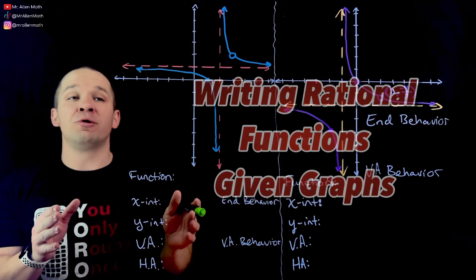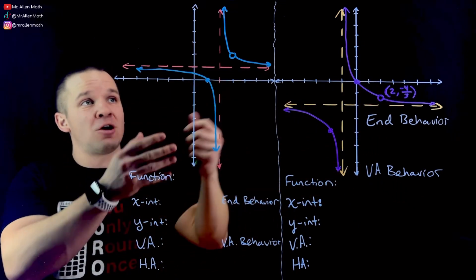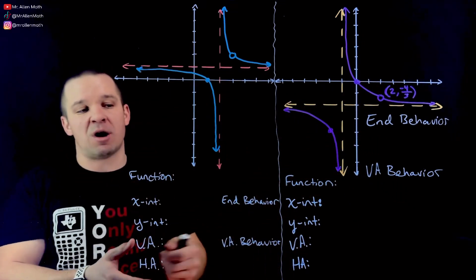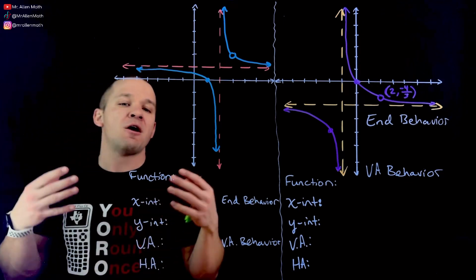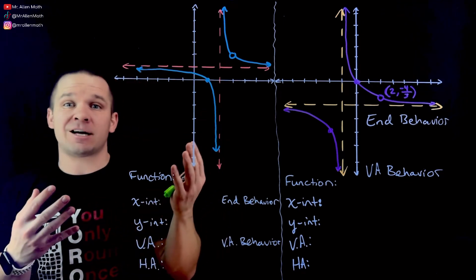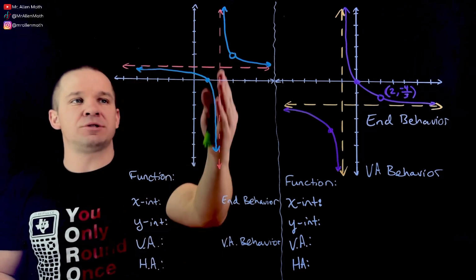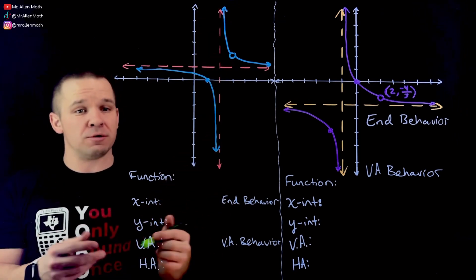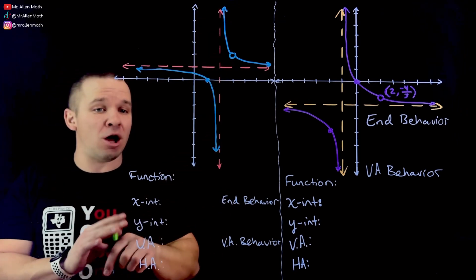And in this video, we are going to write the function that goes along with these graphs, as well as list some other features of these graphs. First thing I like to do here is start with my asymptotes. I have a vertical asymptote of x equals 2. So that's going to go in my denominator of this function.